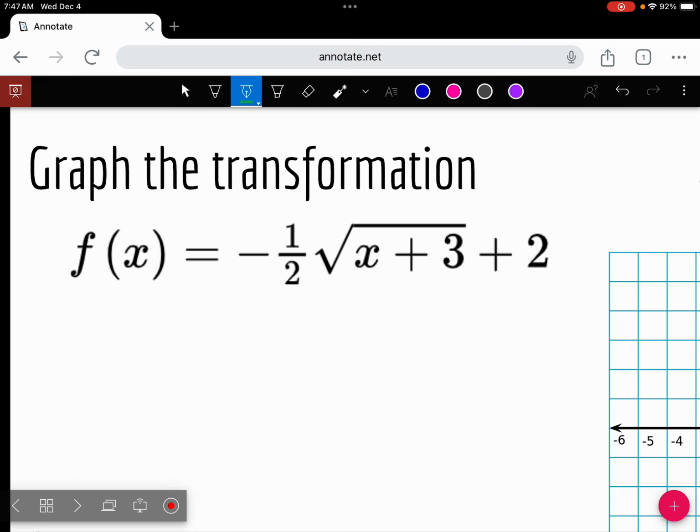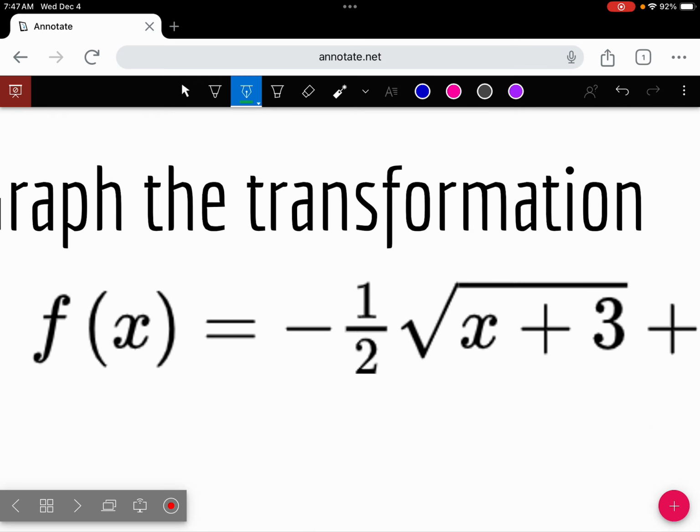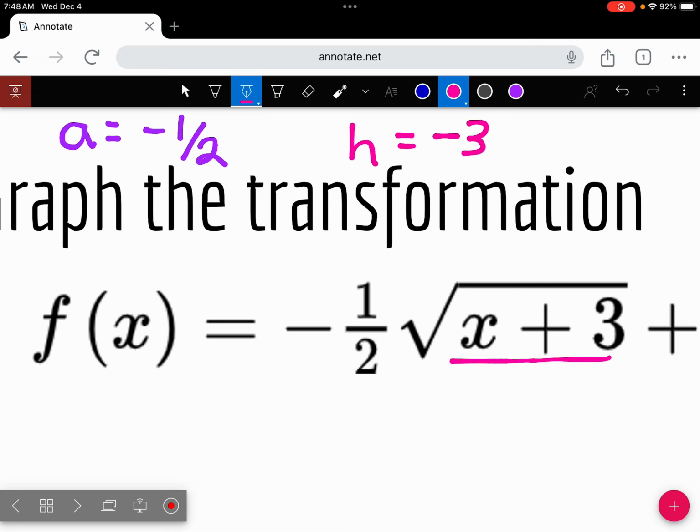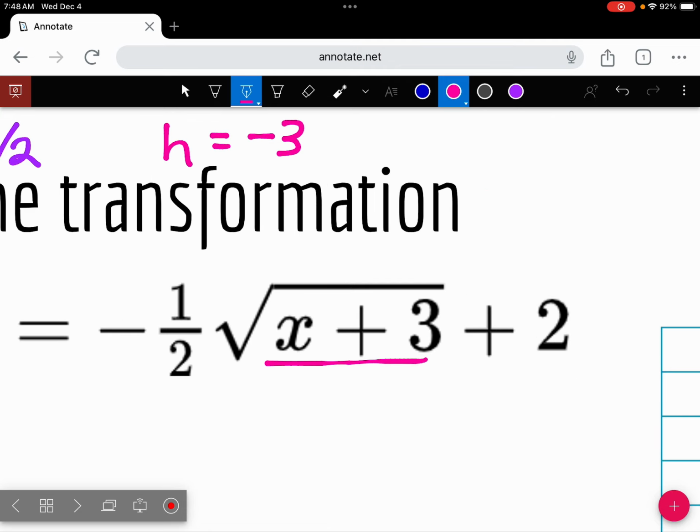So we've got our negative 1/2 square root of x plus 3 plus 2. I'm going to start with finding my a, h, and k. What's my a? Negative 1/2. What is my h? 3. Careful, careful, careful. Negative 3. It is always, always, always the opposite of that expression. I thought it was a minus 3. You're good. It's a lot easier to see that when it's on your paper.